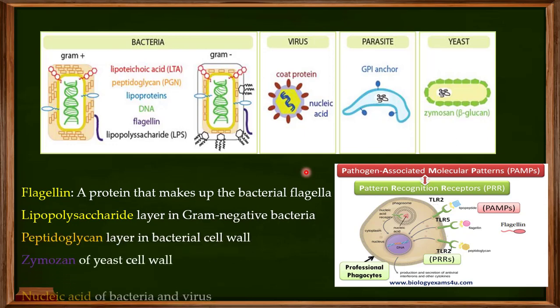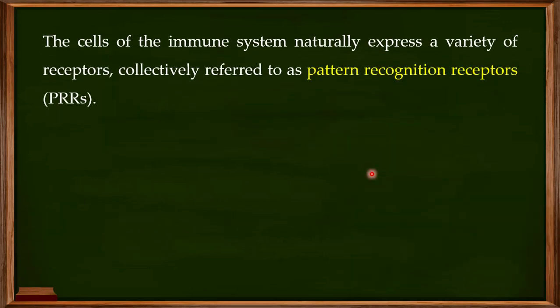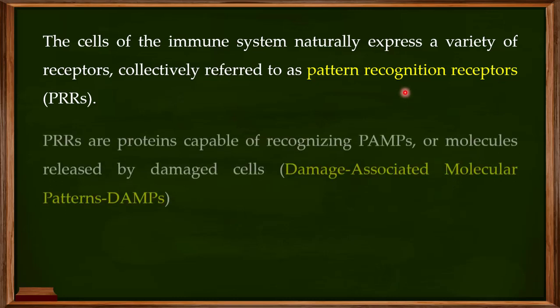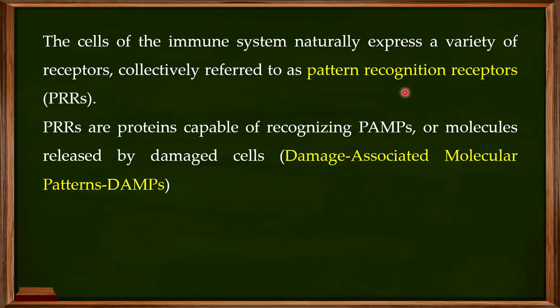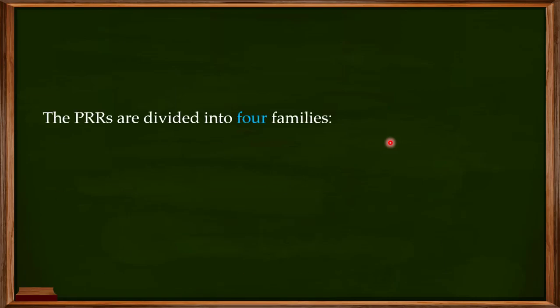the zymosan, the nucleic acid of bacteria and viruses, and the coat protein of the viruses. There are different anchors on the parasites. So these were the important examples of pathogen-associated molecular patterns. Then I told you that to come in contact with these PAMPs, the immune cells express receptors on their surfaces, which are collectively known as the pattern recognition receptors. And these pattern recognition receptors are capable of recognizing the PAMPs, thereby neutralizing the pathogens.